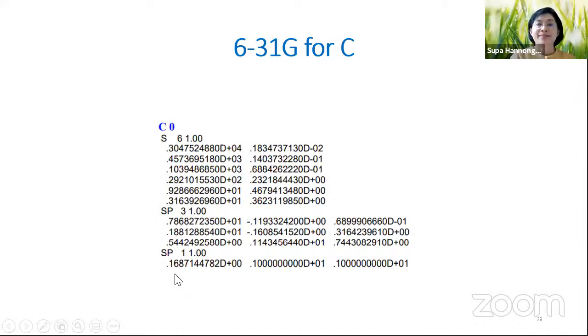That means the first has 3 primitive functions, and another one has just 1 primitive function. Imagine just only a carbon atom. If you have methane, benzene, or naphthalene, it takes a lot of computer time to solve the integral part.